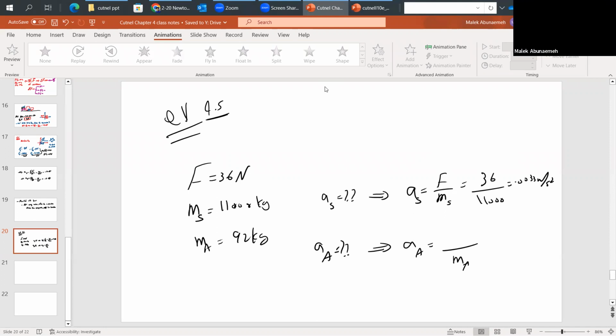Let me go ahead and write this down. Your force over your mass of the astronaut. So it's minus 36 divided by 92. So this is going to equal minus 0.39 meters per second squared.